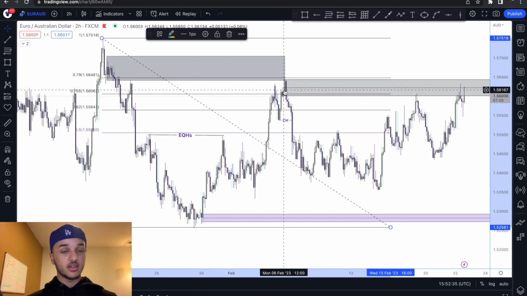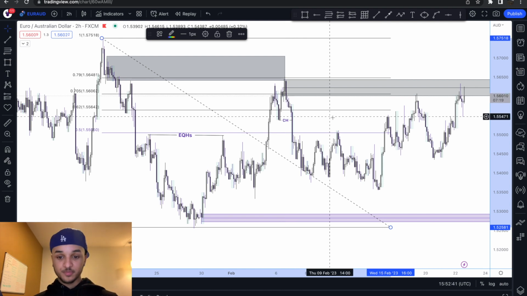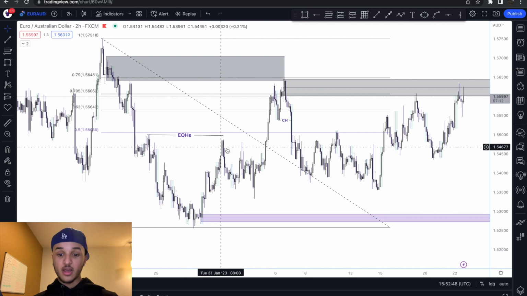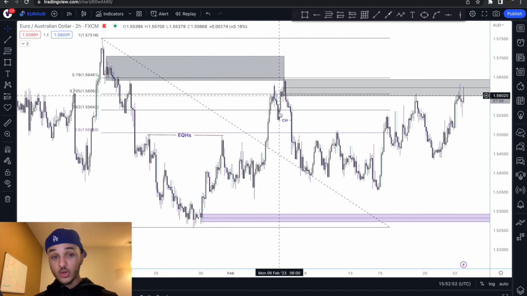So this would be considered a premium area of supply, increasing the probability that this is going to work in our favor. And what do we also see? We see here that price was creating higher highs and higher lows. So higher high, higher low, higher high, higher low, higher high.